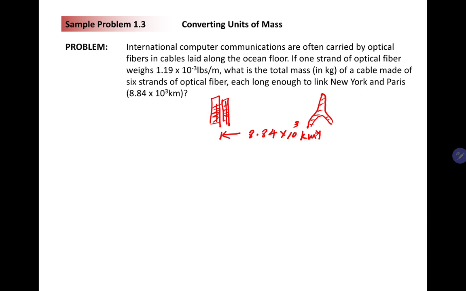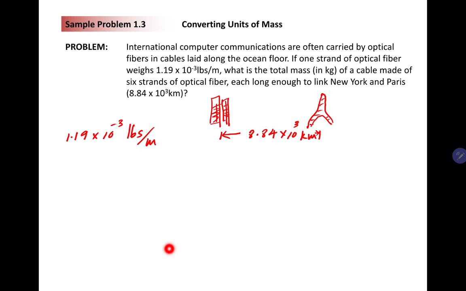And then they have also given us the weight of the optical fiber, which is basically 1.19 times 10 to the power minus 3 pounds. But this weight is for what? This mass is for 1 meter.